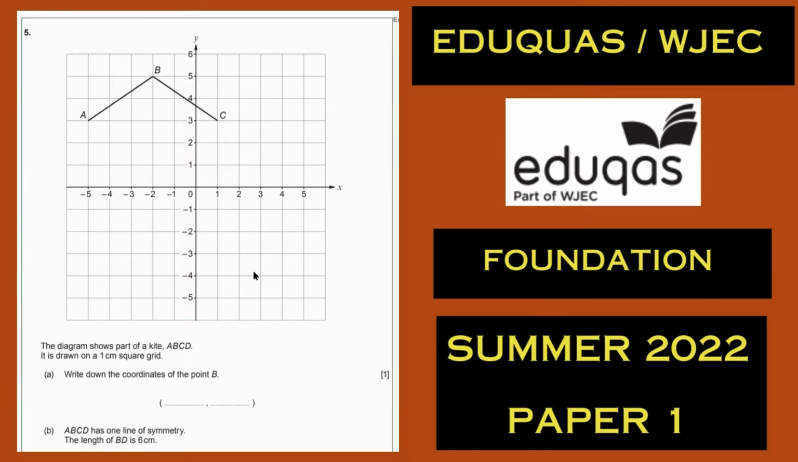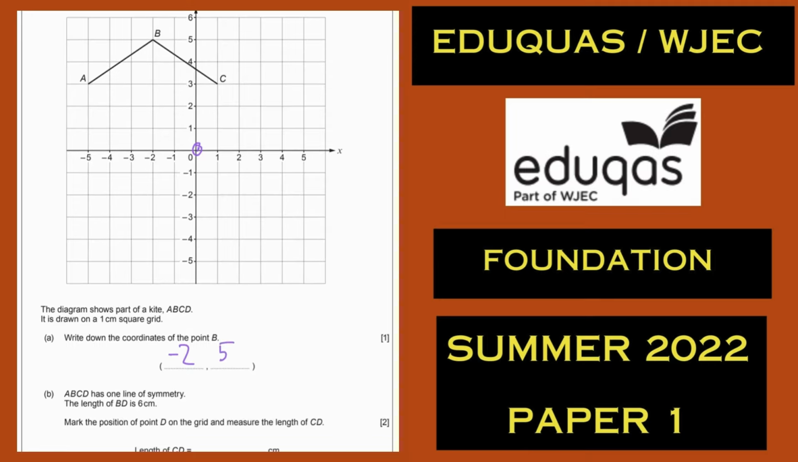Number 5, the coordinates of B. Don't forget you're counting always. Coordinates are counted from your origin. So it's left 2, minus 2, and up 5, positive 5. I'll not scroll down too much. We'd like to see the grid. It has one line of symmetry. That's your line of symmetry.